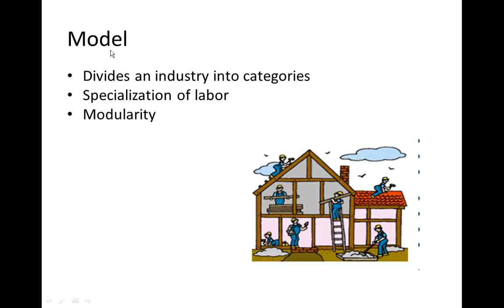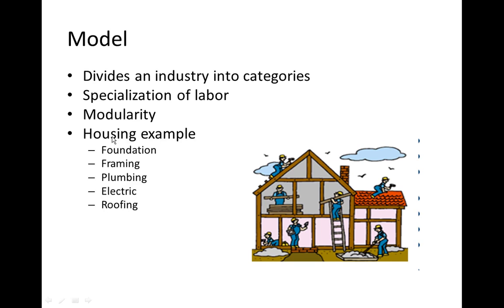A model divides an industry into categories for purposes of specialization of labor and modularity. For example, the building industry is divided into categories such as foundation, framing, plumbing, electric, roofing, and other. And the reason that we divide the industry into those categories is for purposes of specialization of labor and modularity.